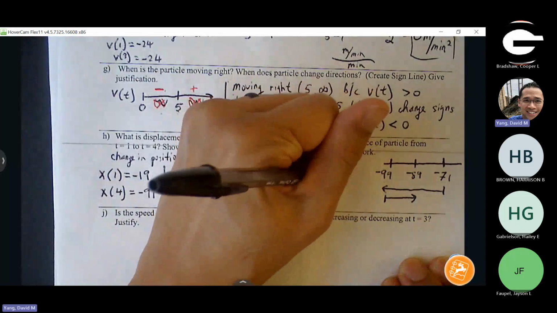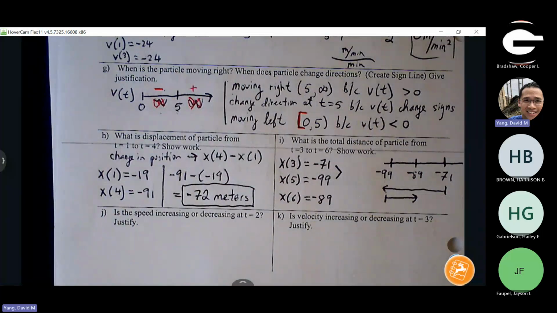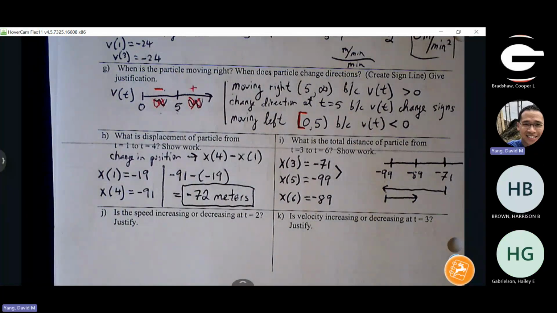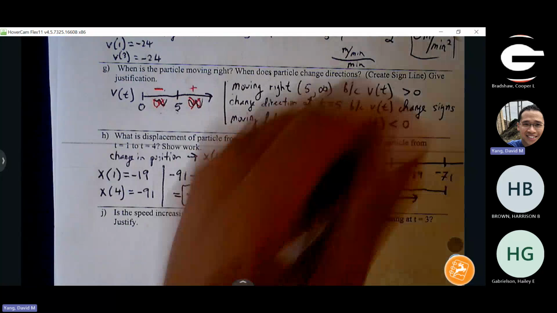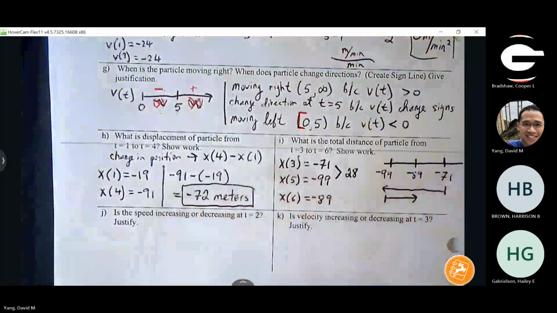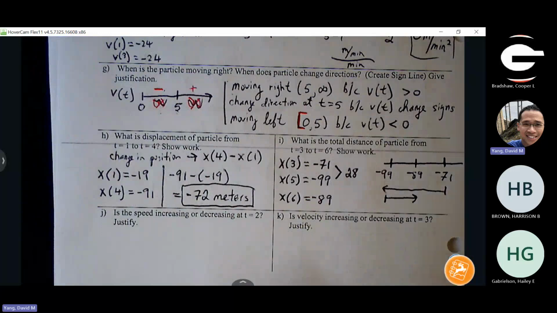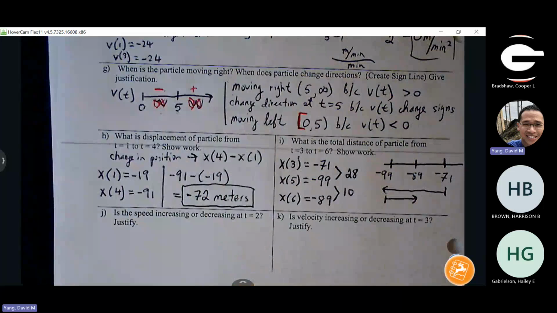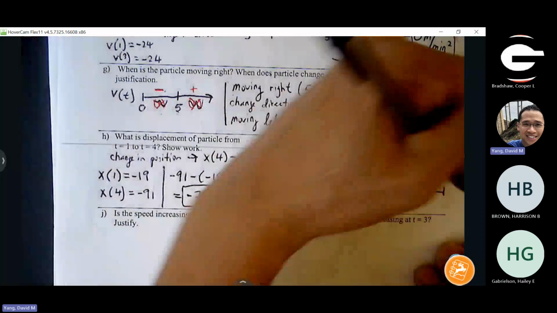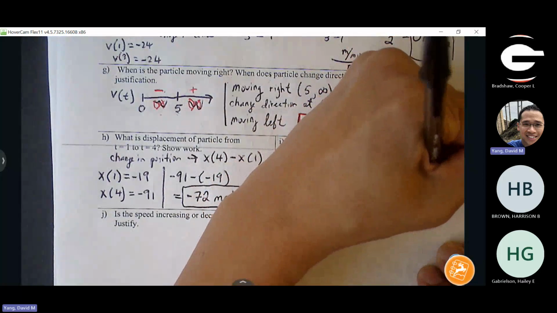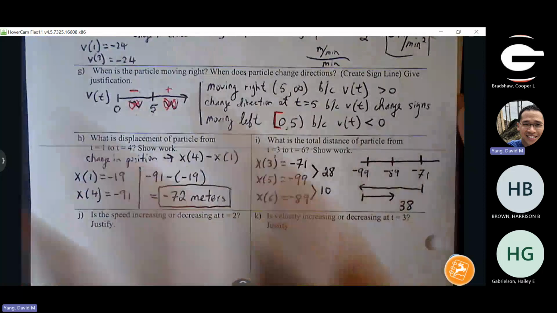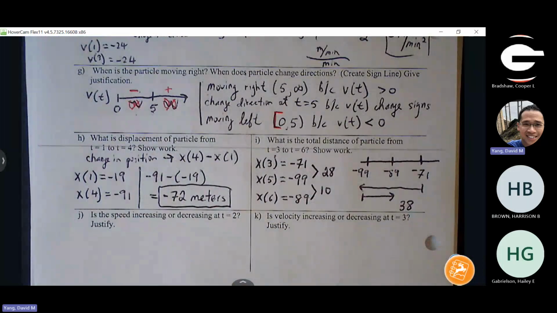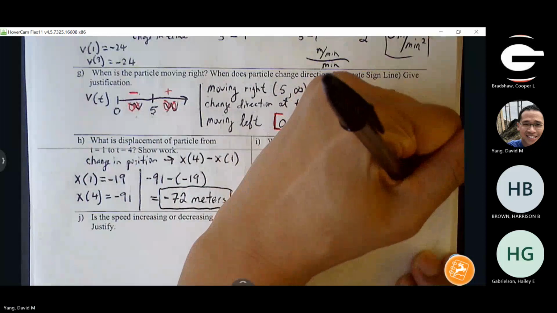So between negative 71 and negative 99, how many steps would you have taken? 28, because you just subtracted it, right? Negative 99 minus negative 71 is 28 steps. And then from negative 99 to negative 89, how many steps would you have taken? 10 steps. So how many total steps did you take throughout this process? 38. Now, I say steps just so that you can have a visual, but you want to match whatever units it has. On the key, I messed up. I said feet, but it should be meters.